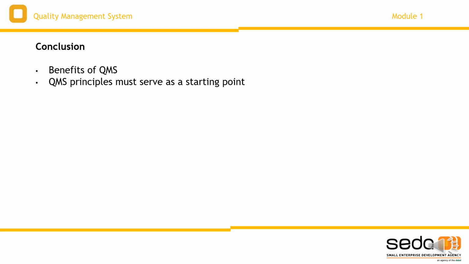And we also discussed the 7 principles. So these principles must serve as a starting point. So if you've got no quality management system in place, quality management principles must serve as a starting point for your organization. And then you will gradually improve by incorporating the other requirements.